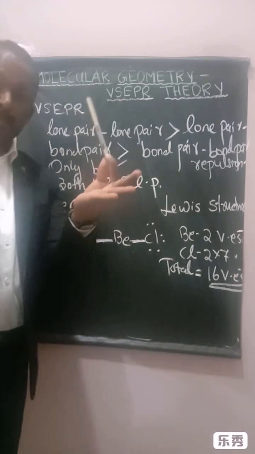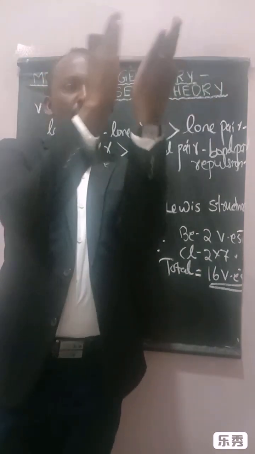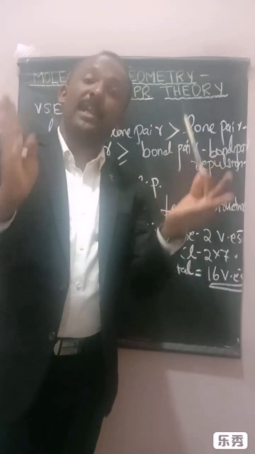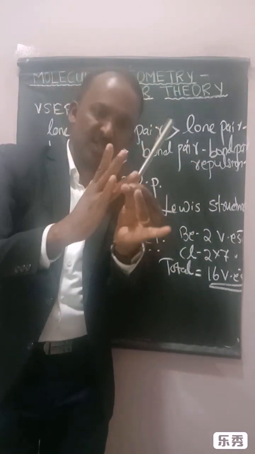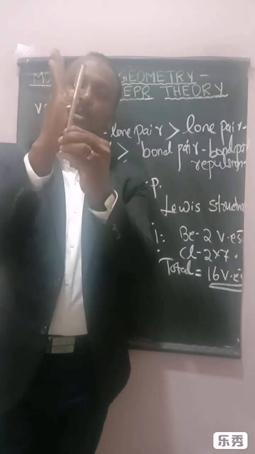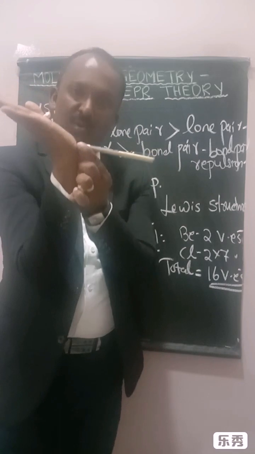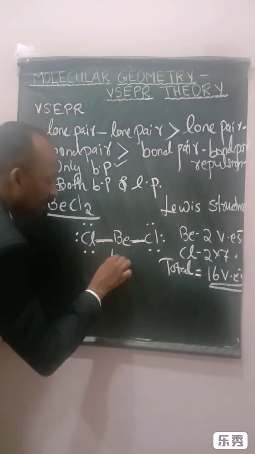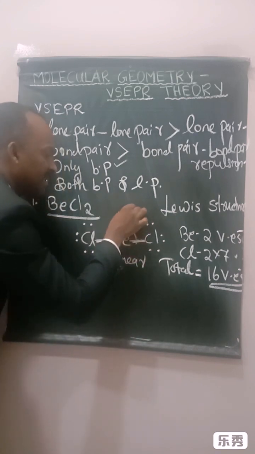The beryllium chloride molecule cannot have what is called a bent geometry like this, because both the bond pairs have negative charge. So the bond pairs will try to stay, assume that this is one bond pair and this is another bond pair, they cannot stay like this. They will try to stay as far apart as possible. As a result, the geometry of this molecule will be linear geometry with bond angle 180 degrees.